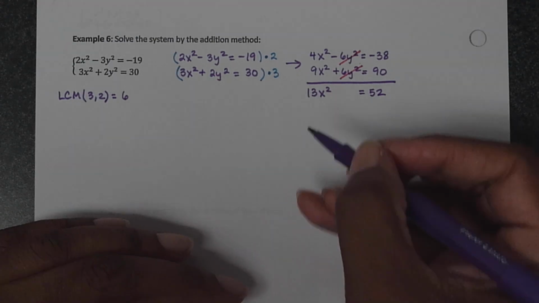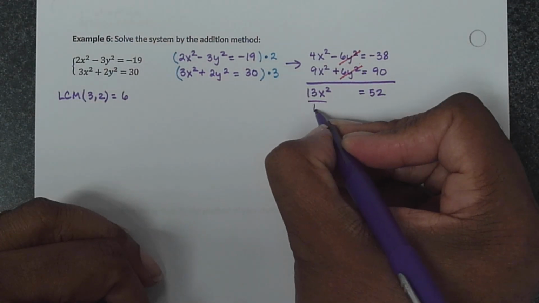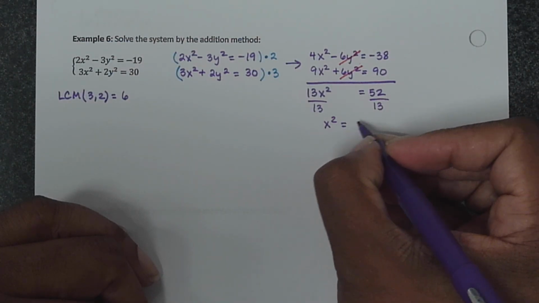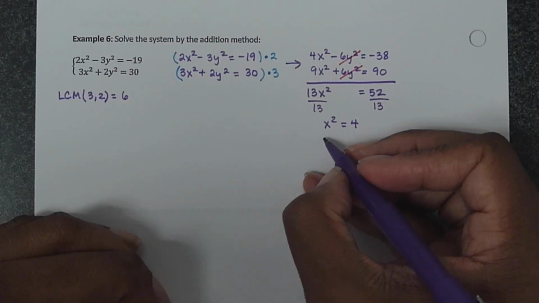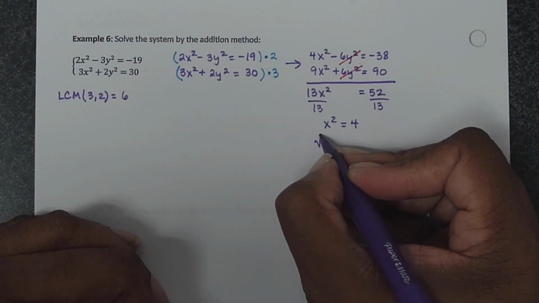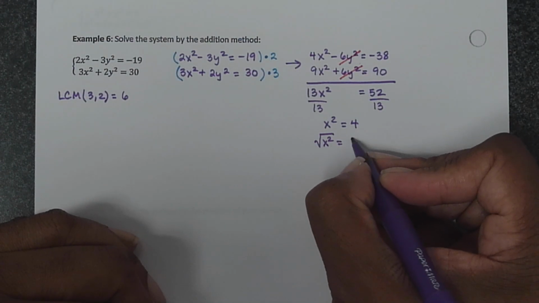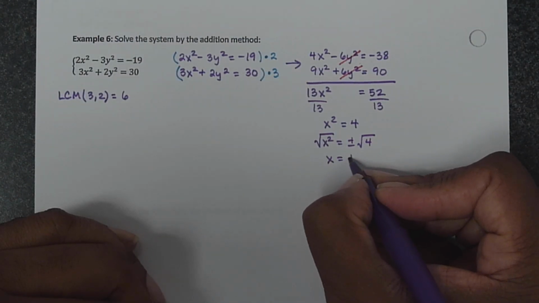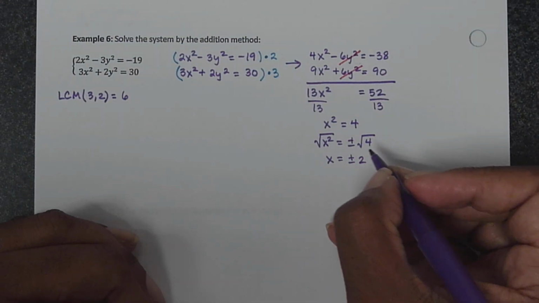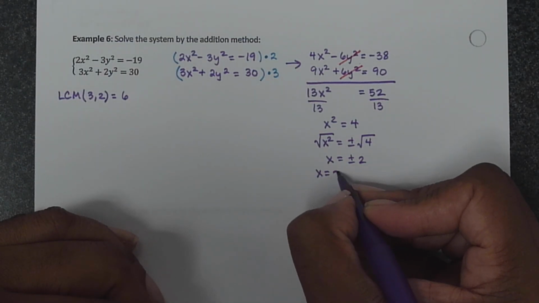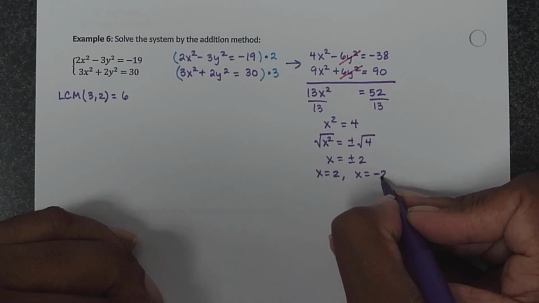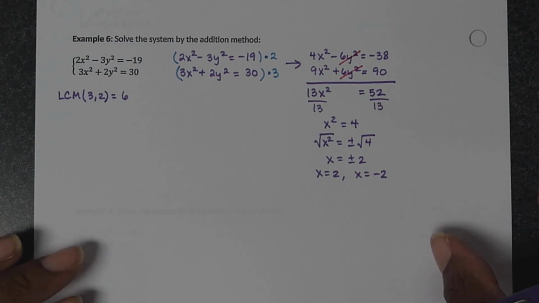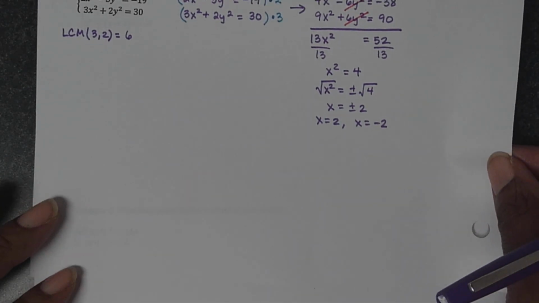Now to get x squared by itself, I need to divide both sides by 13. So that means x squared is equal to 4. And to get x by itself, I need to take the square root on both sides and include that plus or minus symbol. So that means x would be equal to plus or minus 2. Now I'm going to go ahead and write this as x equals 2 and x is equal to negative 2. Those are my x coordinates of the ordered pairs that satisfy this nonlinear system.